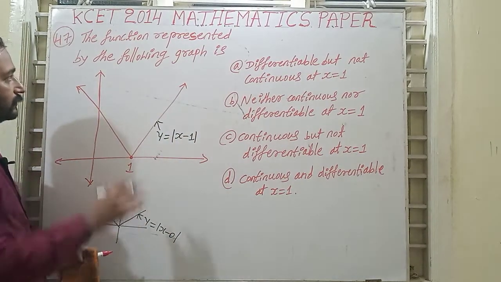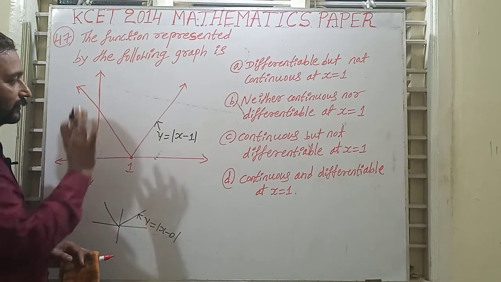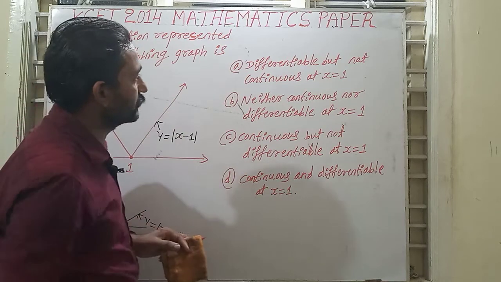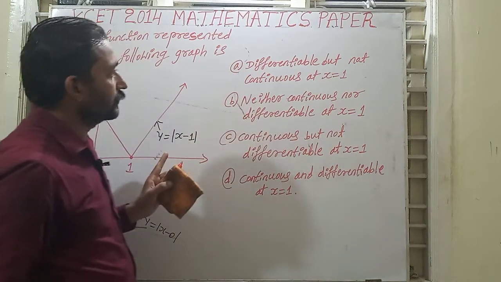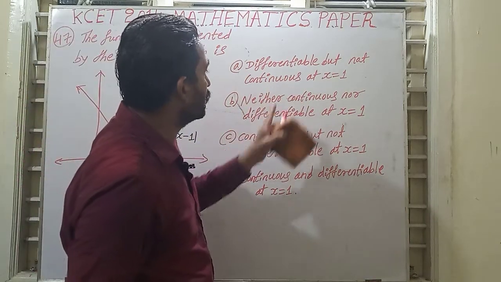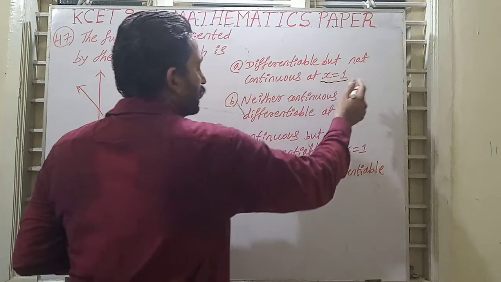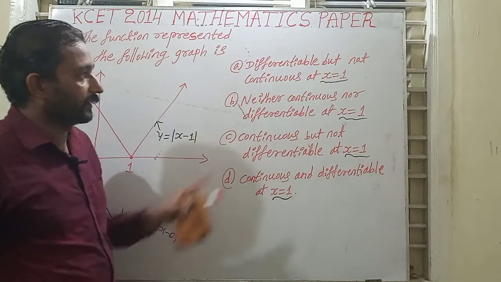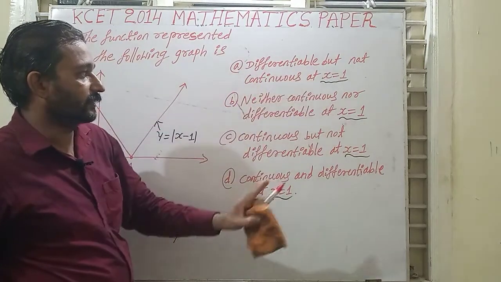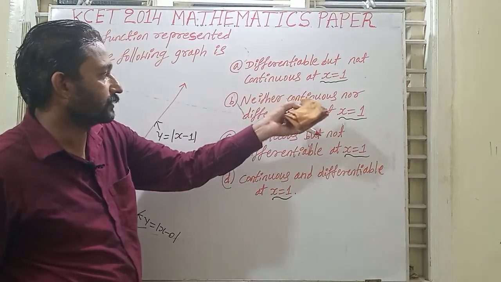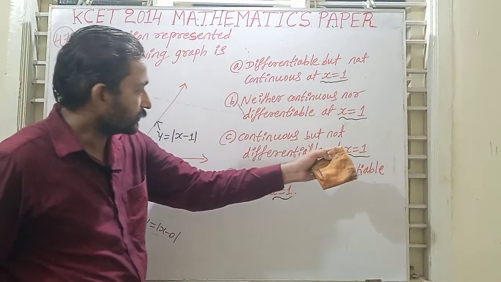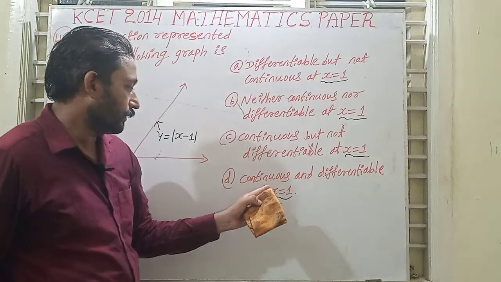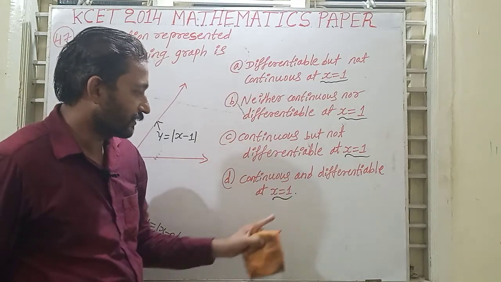Now let us see the options. Differentiable but not continuous at x is equal to 1. All the options depend on x is equal to 1. At x is equal to 1, differentiable but not continuous; neither continuous nor differentiable; continuous but not differentiable; continuous and differentiable.